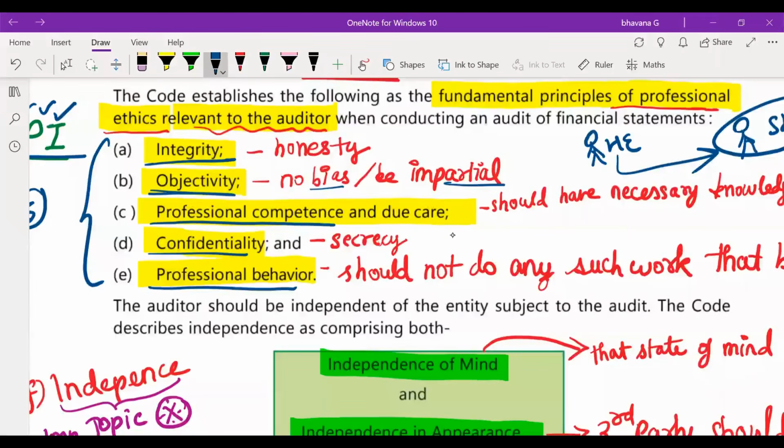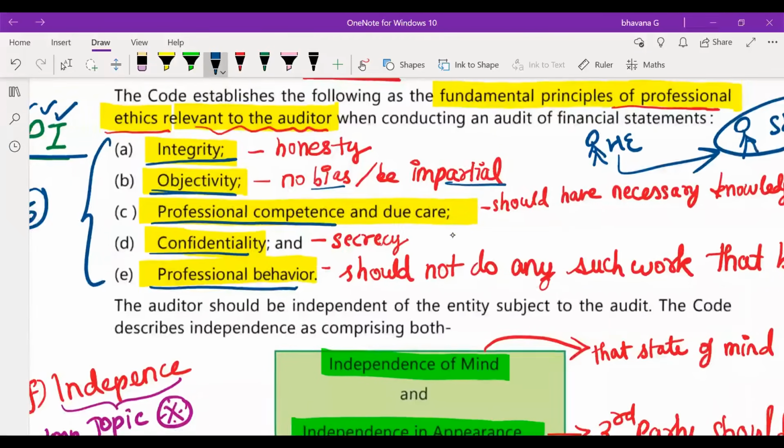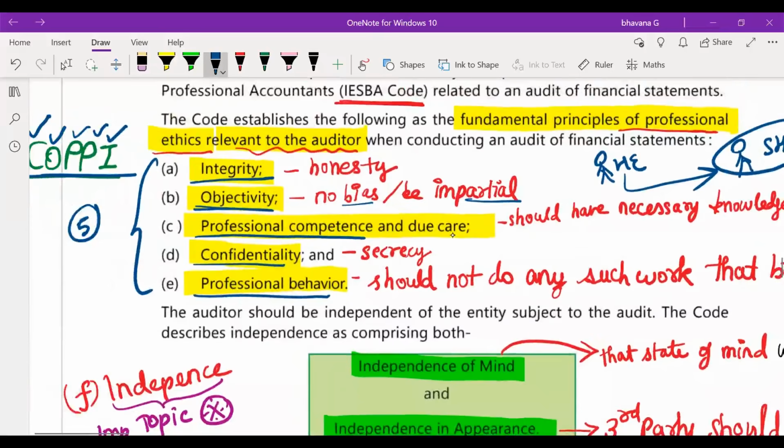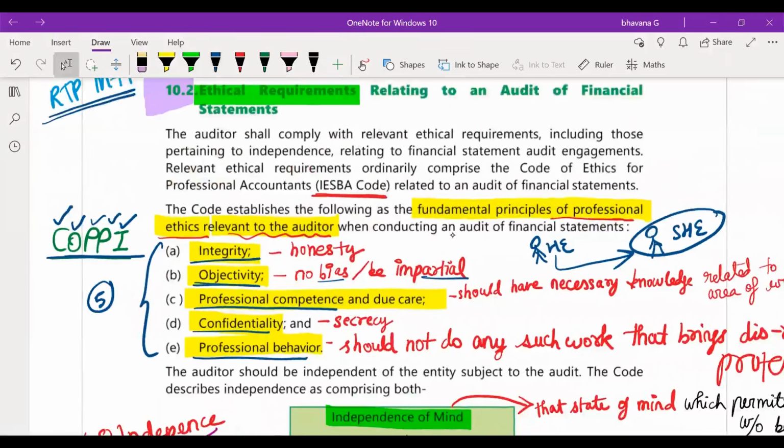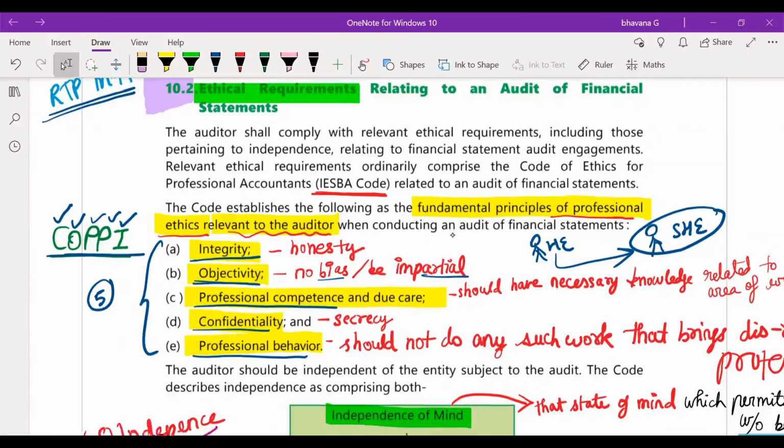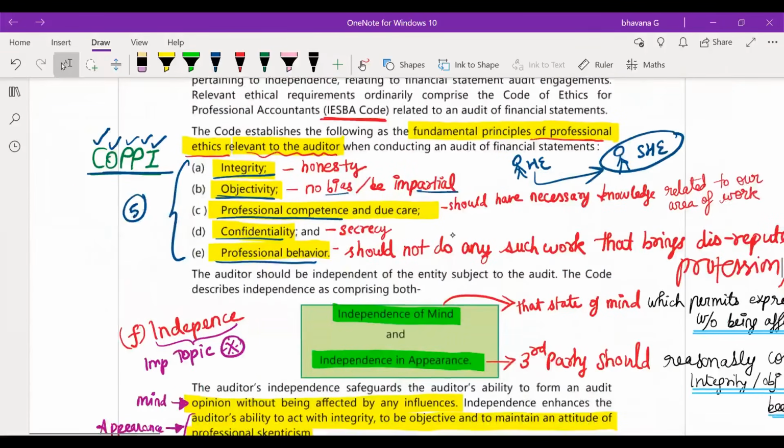You must always have very good professional behavior. Whenever somebody looks at you, they must say, yes, you look like a CA. So that professional behavior must be there with you. So what are the 5 ethical requirements? Integrity, objectivity, professional competence and due care, confidentiality, professional behavior. These are the 5 ethical requirements relevant to an auditor. In this topic, we have a few more points. We'll also see that.